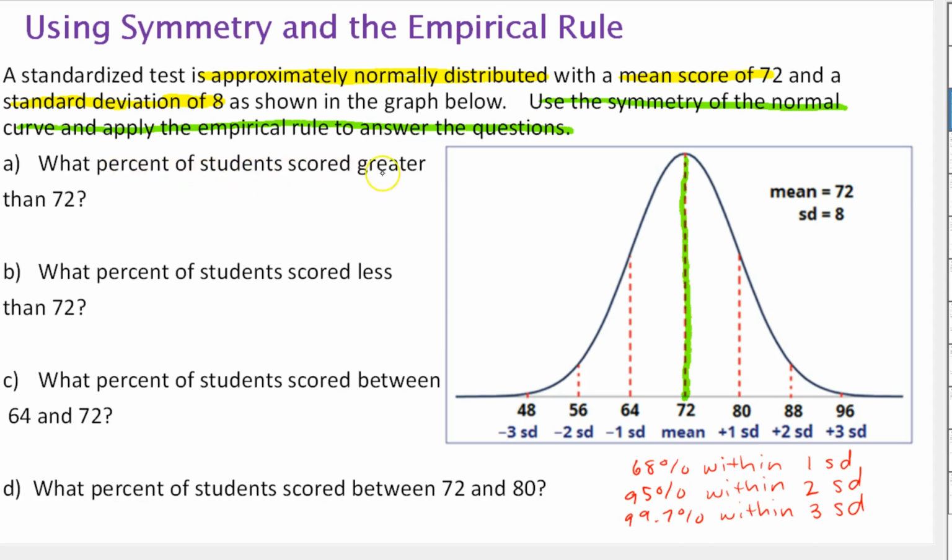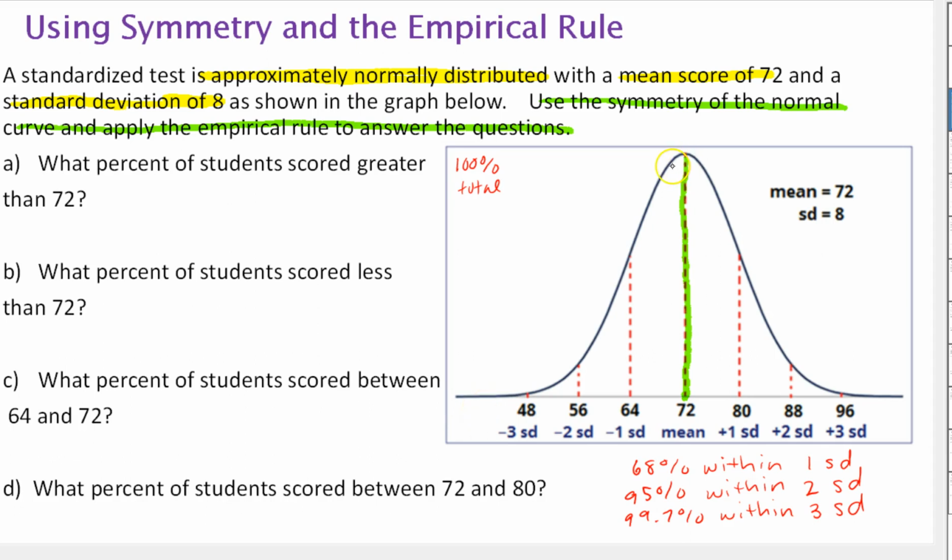What percent of students scored greater than 72? So that would be above the mean, which is 72. Well, let's think about this. We know that underneath the curve is 100% of the data. So that's the total amount of data that lie under the curve. Remember, this is getting closer to the horizontal axis, but it never really touches because higher scores are possible, just improbable. And they are so close they look like they're touching, but they're not.